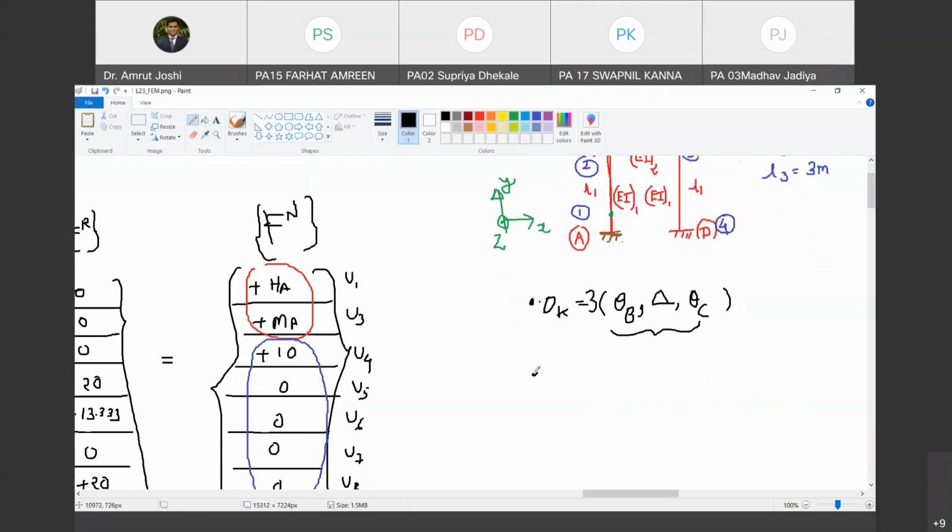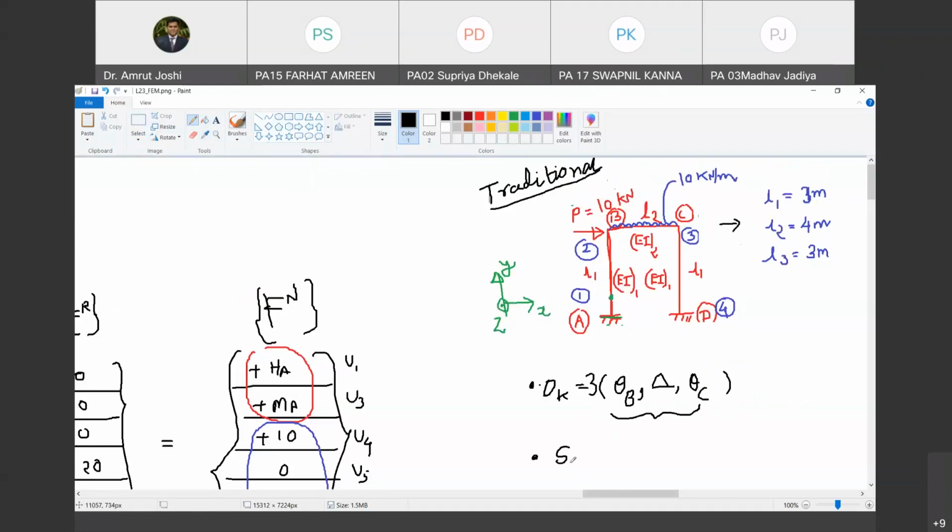What do we do next? Next, we are doing it by the traditional way. So we draw something called a restrained structure. Let me write down that restrained structure. In the restrained structure, we restrain everything that is listed under degree of kinematic indeterminacy. So we have listed theta B, delta, and theta C. So you have to restrain that.